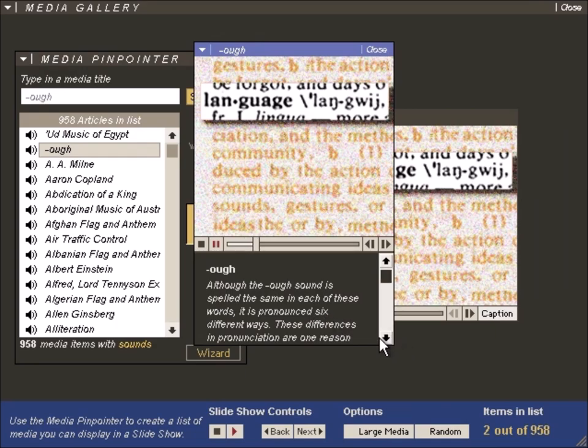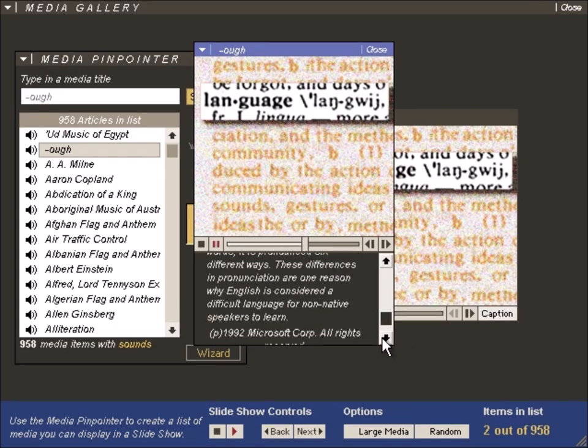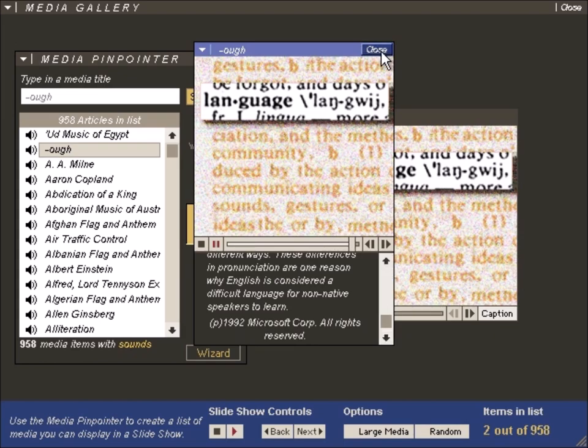Bow, cough, thorough, thought, rough, through.